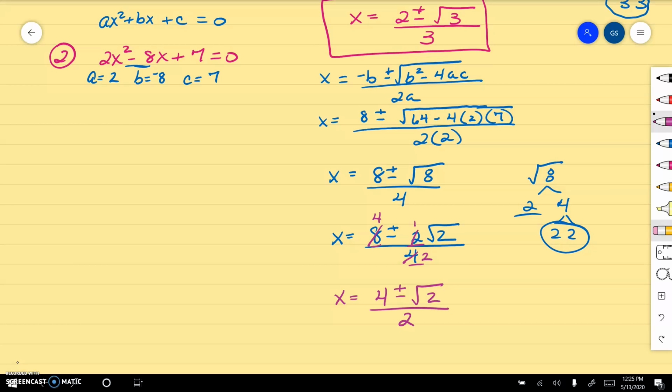We cannot simplify this radical 2 and the 2 because one is inside the radicand and one is outside, meaning not under the radical sign.